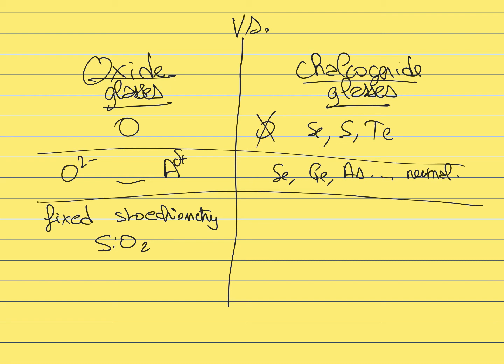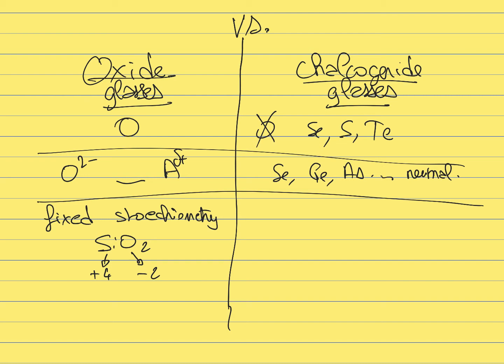This is because, in this case, silicon would have a charge of +4, and oxygen would have a charge of -2. So the only way to make these types of glass neutral is to have 2 oxygen for each silicon. That's the only way you can make this neutral.